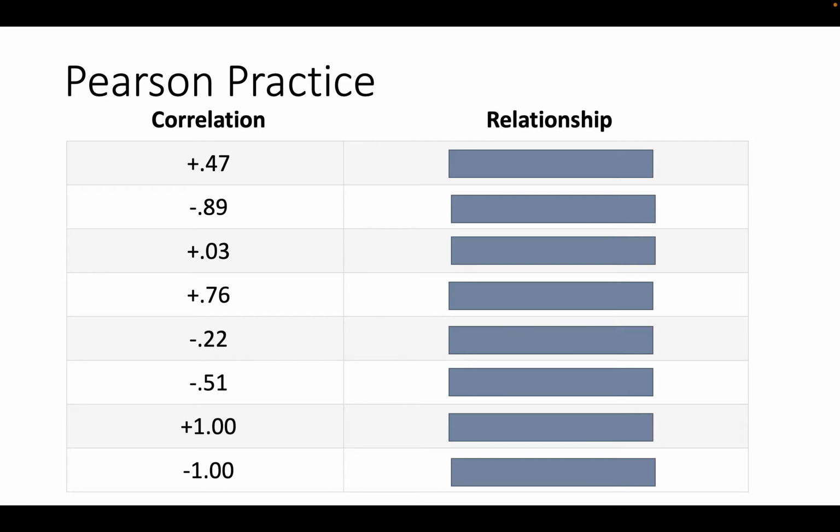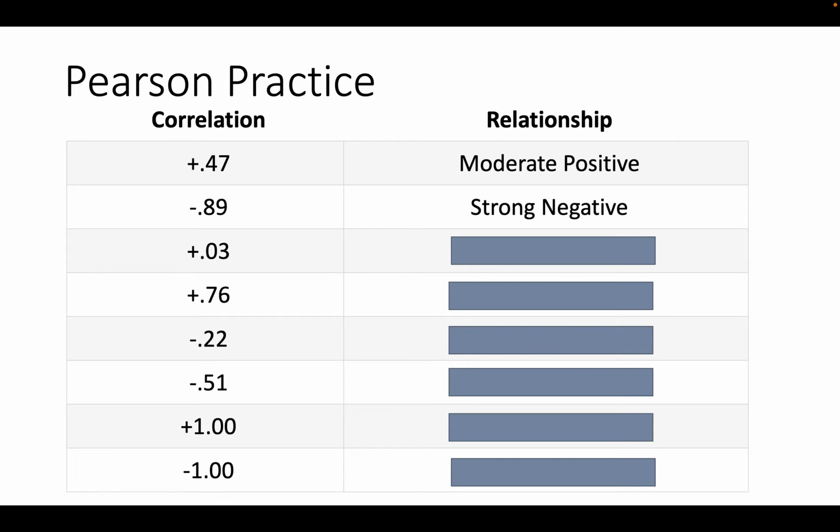So let's do some practice. With this first example, we have a positive 0.74. What is this relationship telling us? Well, that's a moderate positive relationship. A negative 0.89, that's a strong negative relationship. A positive 0.03, that's a weak positive relationship.